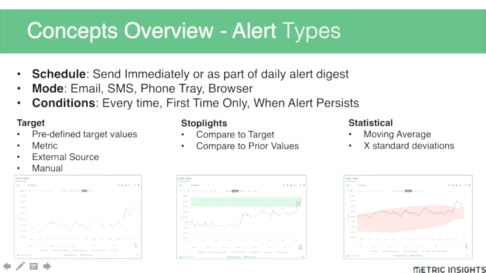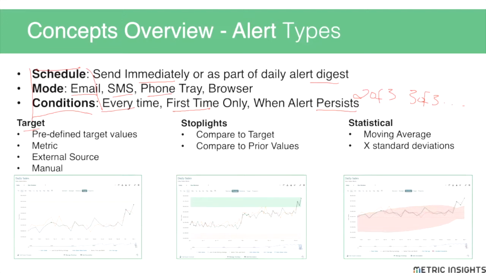Alerts are objects that sit on top of metrics or reports. Every alert has basic attributes, including whether it's sent immediately or packaged as an alert digest, whether the alert is sent by default through email, text message, or to our mobile app, and whether the alert should be sent every time the condition is true, the first time the alert is true, or if the alert rule persists, that is, the rule is detected in 2 of the last 3 measures, or 3 out of the last 3, and so on. Here, we can see some visual examples of alert rules.